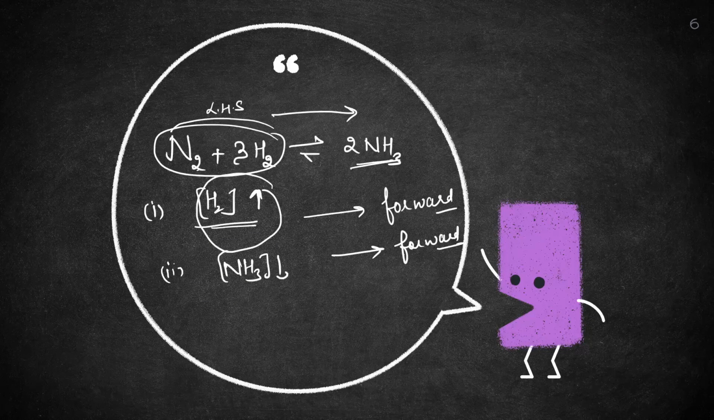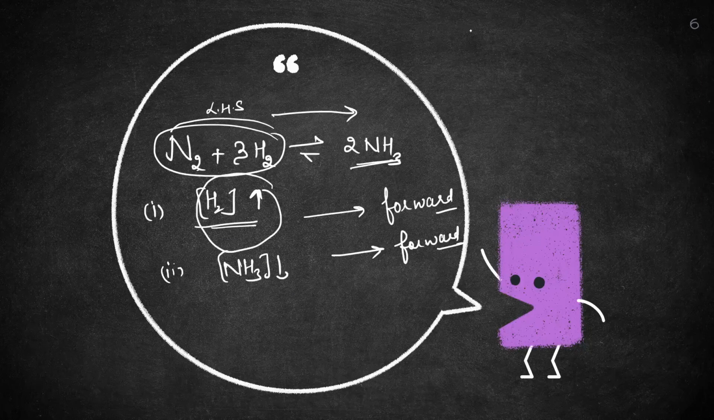If you make a change on the left-hand side, it will ultimately take the reaction forward to counteract the change, to have a balance and equilibrium. This is what happens due to the change in concentration.